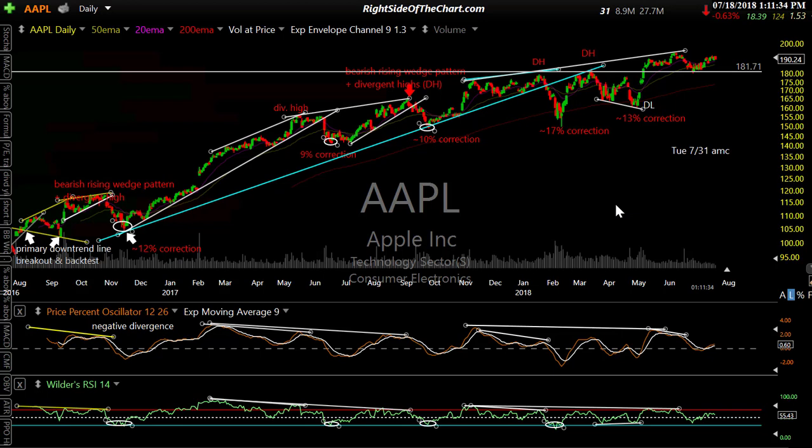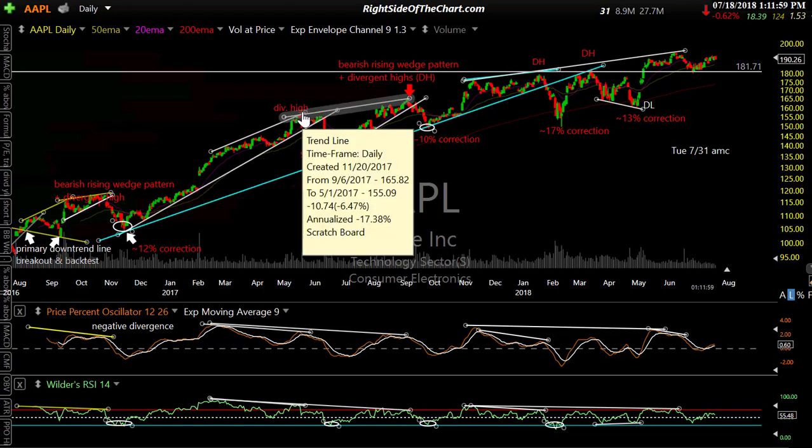So Apple's the largest component of the Dow, of the S&P 500, of the Nasdaq 100. I believe it's the largest component of the Dow. I know it's the largest of the Nasdaq 100 and the S&P 500. Here's my daily chart. Same story. If you've followed the site or even the YouTube channel for a while, you know that we have these divergent highs, divergent lows. Divergent highs have always been followed by a correction. So I should say that.